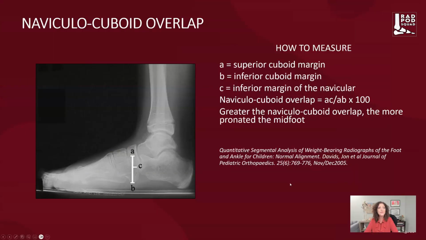The naviculo-cuboid overlap I use quite often, and that helps me to see how pronated or supinated the hindfoot and midfoot sectors are. And what I'm looking for is to look at the dorsal aspect of the cuboid and relate that to the lowest point of the navicular.